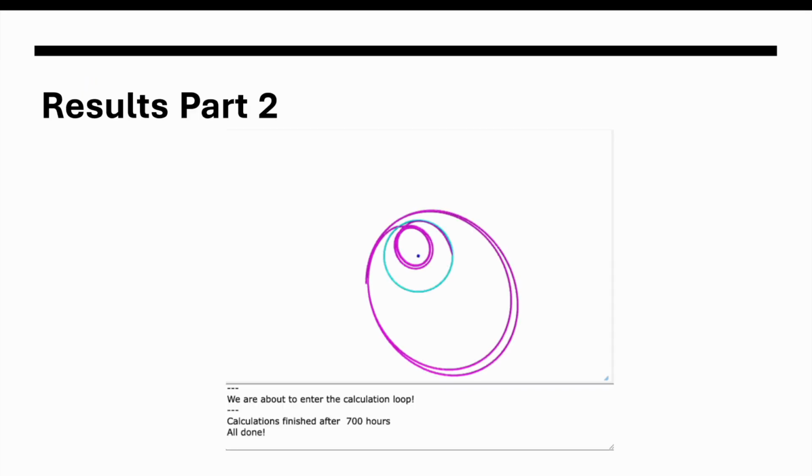And the result was an orbit that lasted for 700 hours before finishing. The trajectory clearly showed that the spaceship was influenced by both the planet and the moon, which means the simulation successfully modeled the combined gravitational effects of multiple bodies.